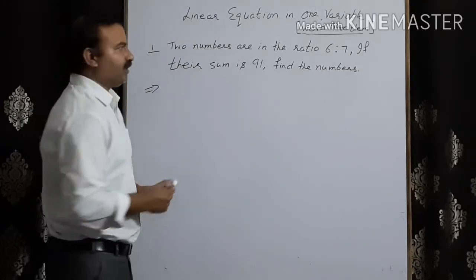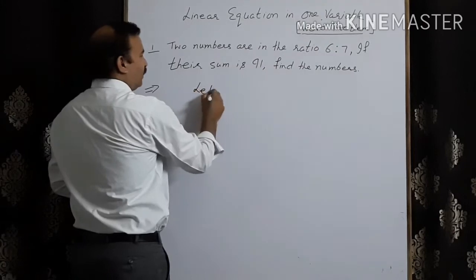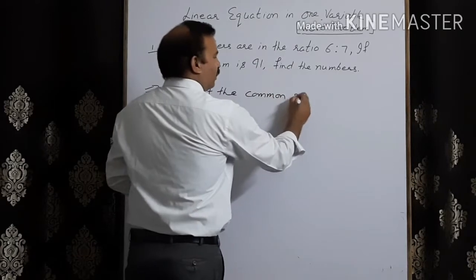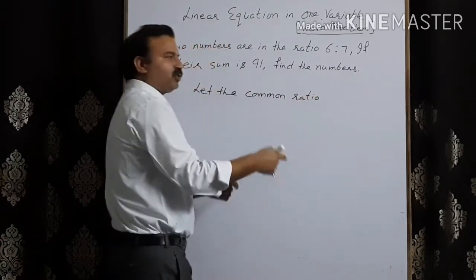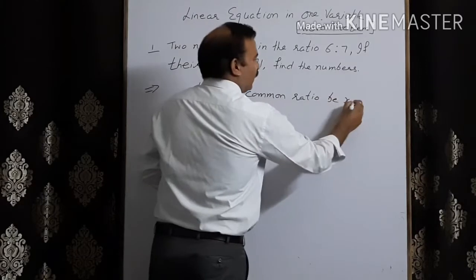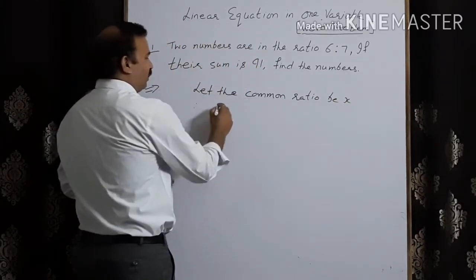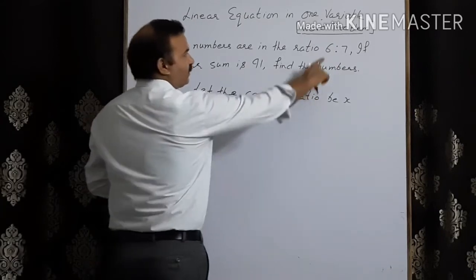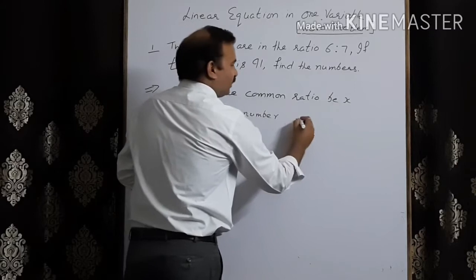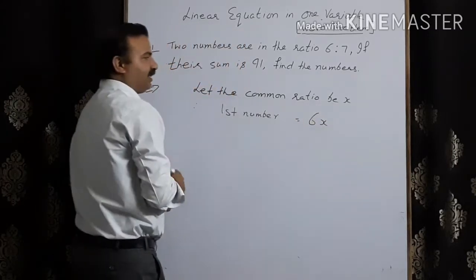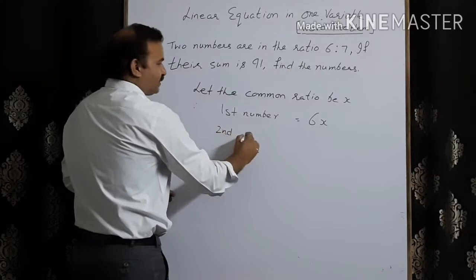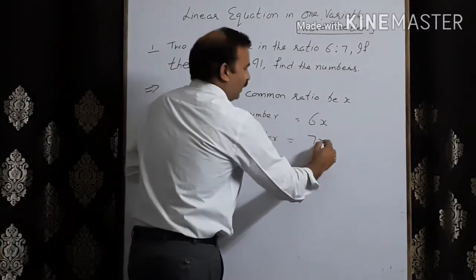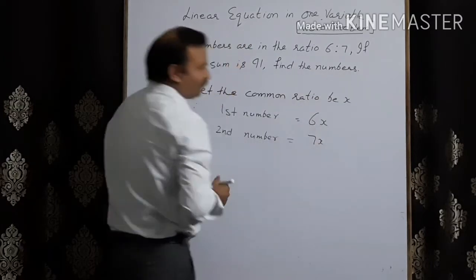Let the common number be x. So what will be the first number? The first number is 6, so it will become 6 multiplied by x, that is 6x. Whereas the second number is 7, so it will become 7x.